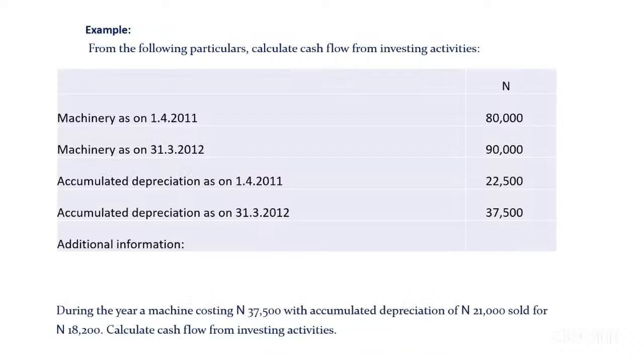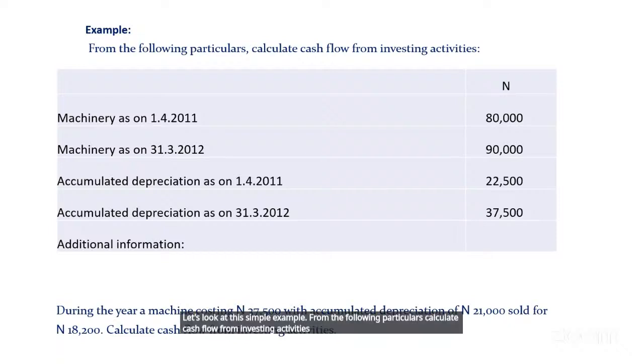Let's look at this simple example. From the following particulars, calculate cash flow from investing activities. Now, this is an asset. Machinery as at 1st April 2011, the value was 80,000 naira. And then the same machinery as of 31st March 2012, the value has gone up to 90,000 naira.